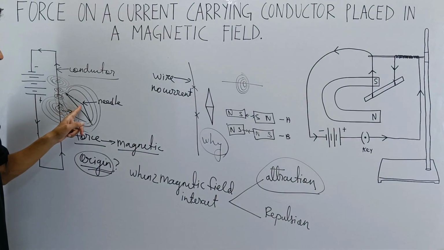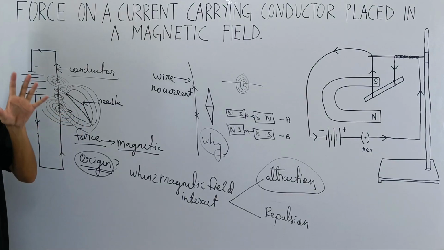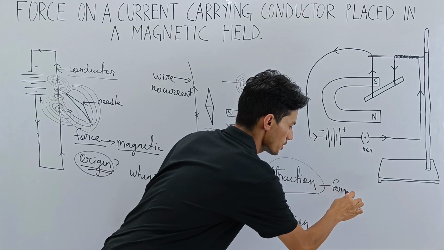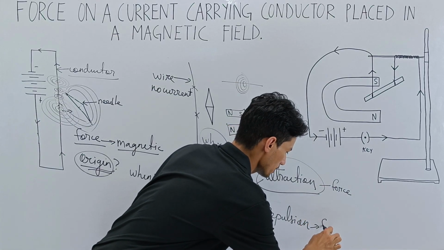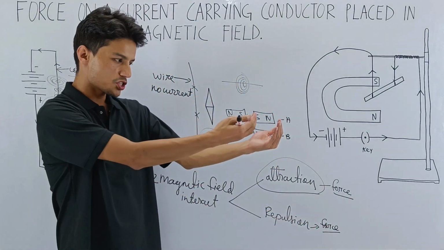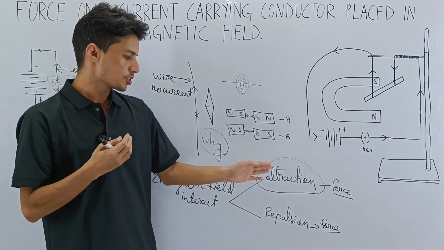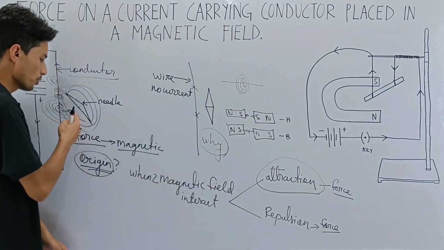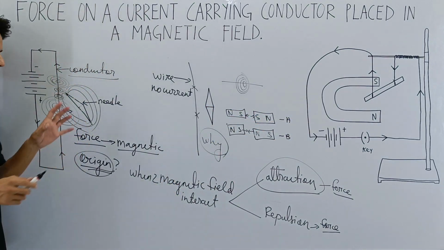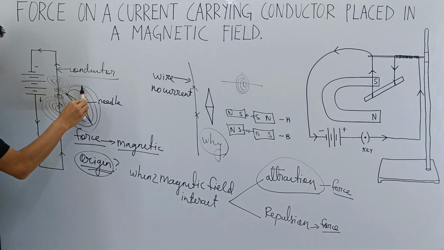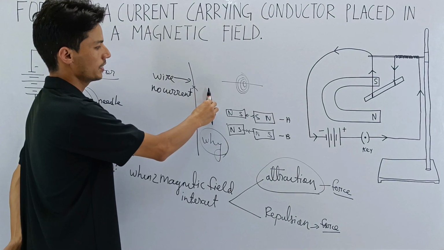So the magnetic needle is deflecting because a force is generated. Attraction is a force, and repulsion is also a force. These are the two types of forces only. Attraction is a pull force, repulsion is a push force. Are you getting my point? So when two magnetic field lines interact, there will be a force, and because of this force, the magnetic needle is deflected. In the absence of this force, it does not deflect.